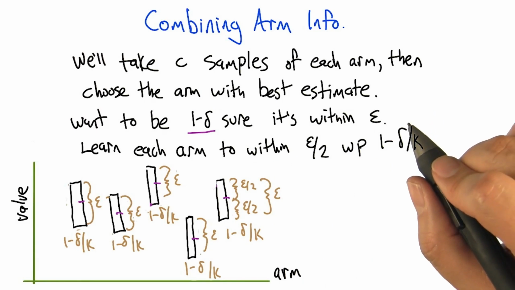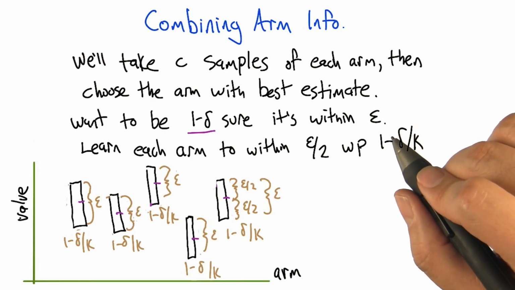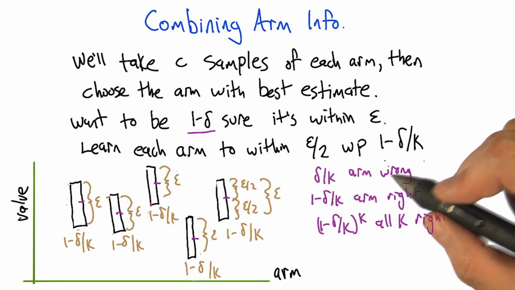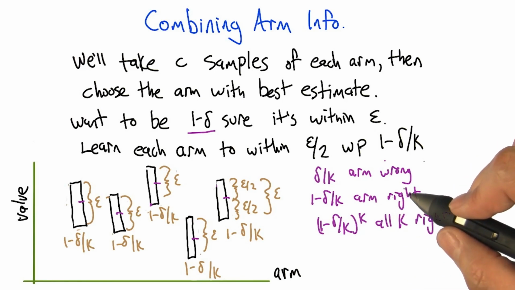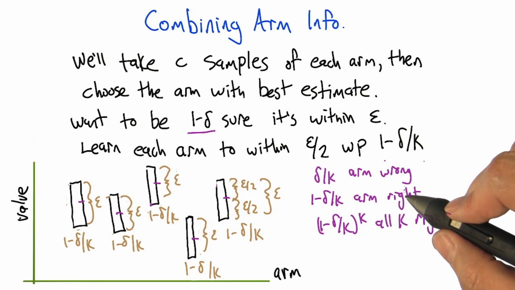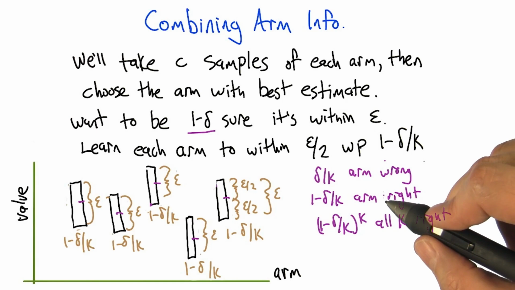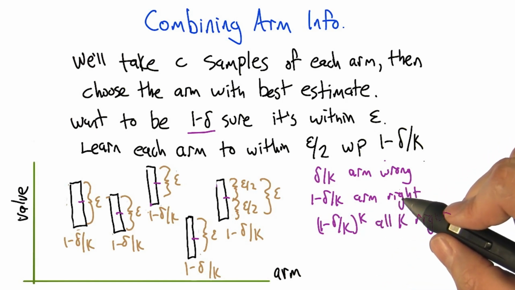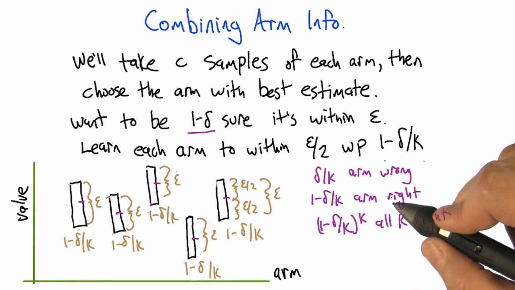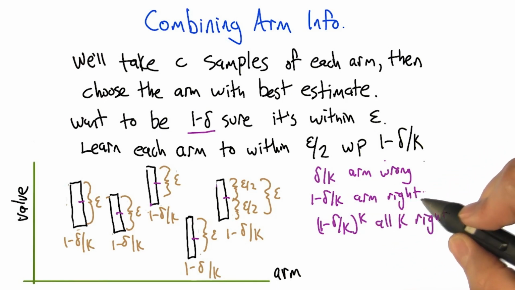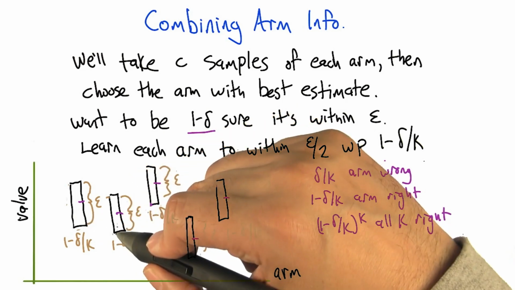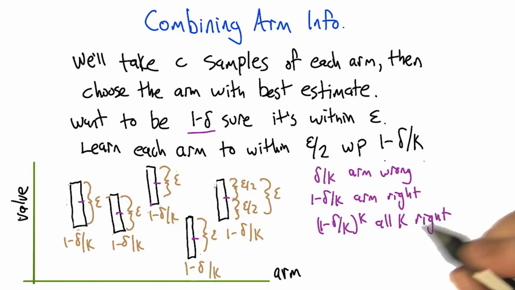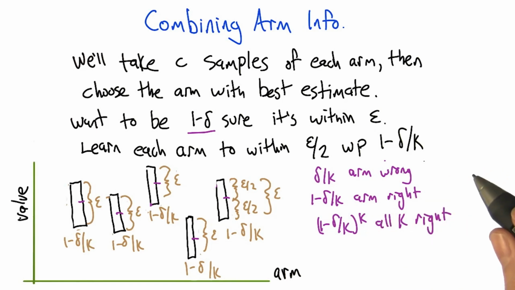Well, if I pretend they're all independent of one another, then isn't it just 1 minus delta over k, to the k? Delta over k is the probability that a given arm is wrong. 1 minus delta over k is the probability that that arm is right. If that probability is 1, then raised to the k power, they're all going to be right. But if it's a little less, like 0.95, then this one has to be right, with probability 0.95, and this one too. So we end up with that individual arm probability raised to the k power.